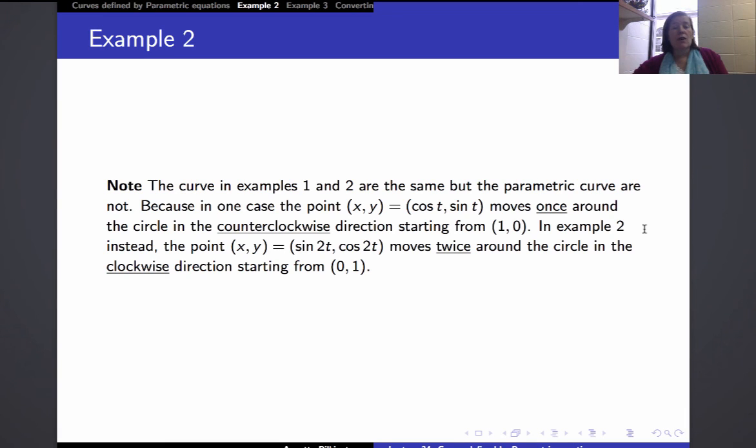In the second example, where x equals sine 2t, y equals cosine 2t, we move twice around the unit circle, starting at the point 0, 1, and we're also moving in the opposite direction to the previous one. We're moving in a clockwise direction.